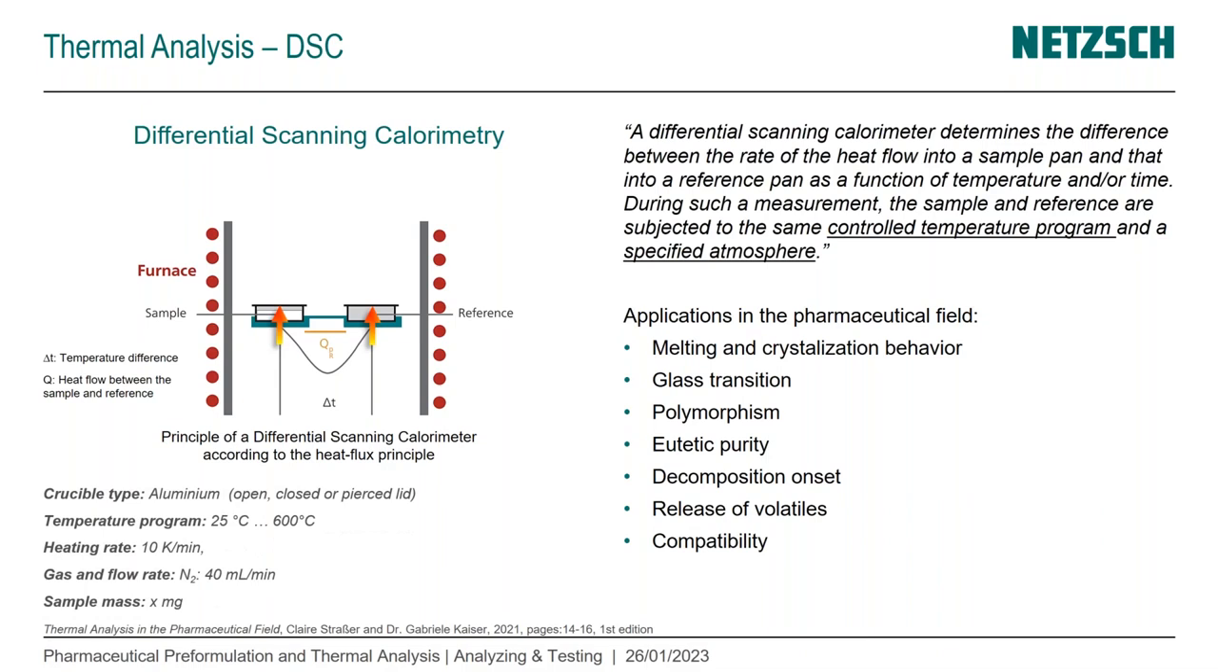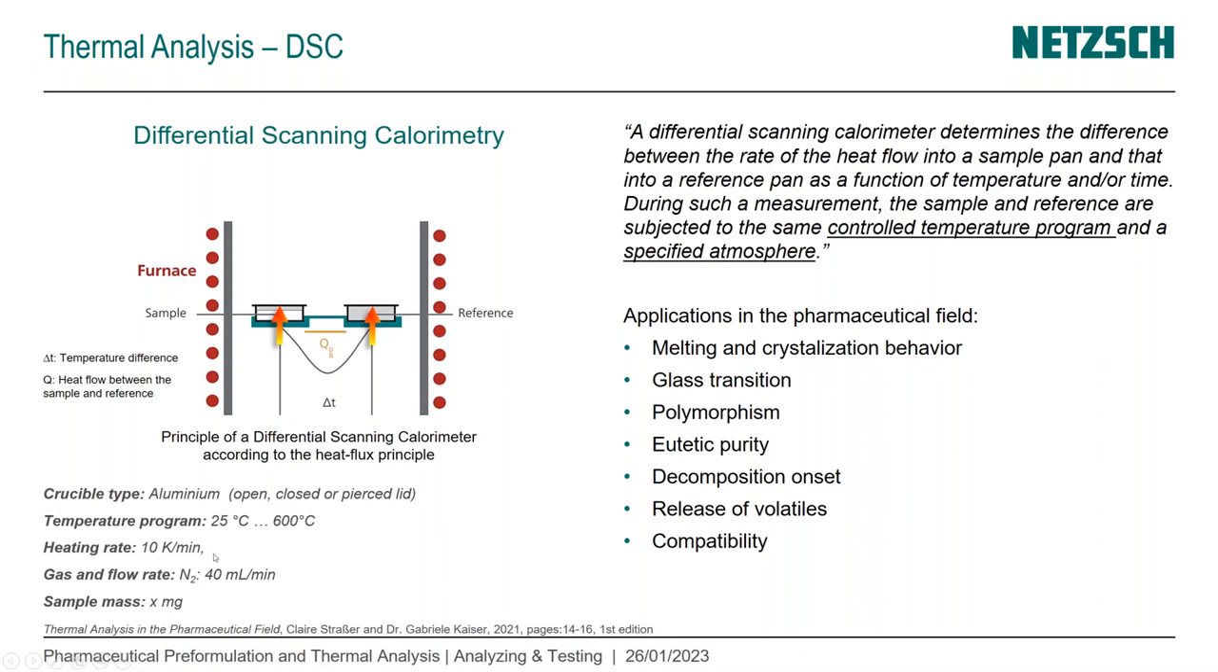Before we measure any sample, we have to do a temperature calibration and a sensitivity calibration of the device. It must always be performed before the measurement. And all these aspects here on the left-hand side must be considered. The crucible type, if it's from aluminum, for example, if it's open, if it's closed, or if it's closed but with a pierced lid.